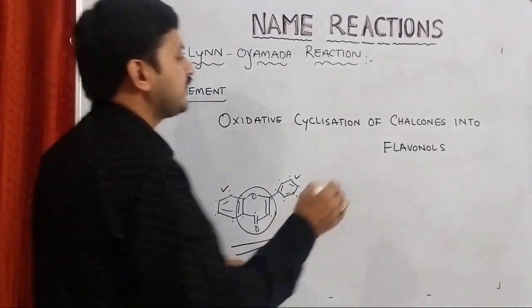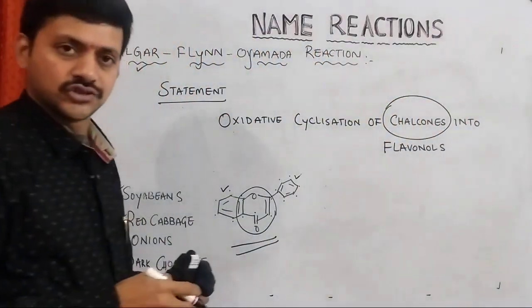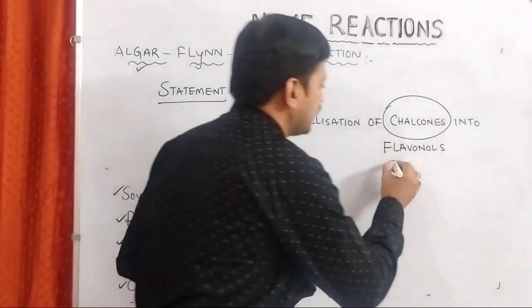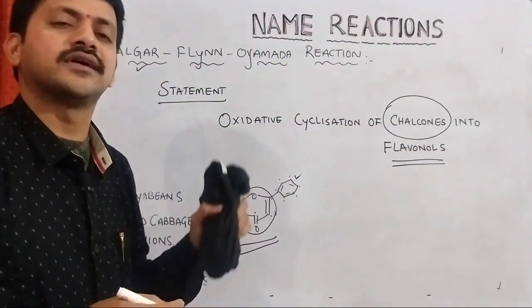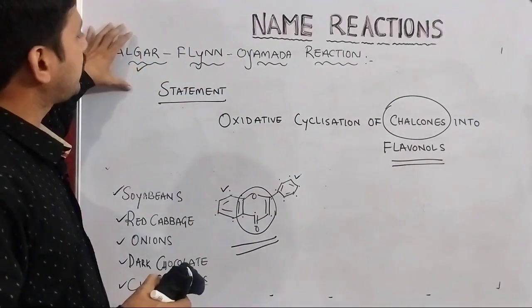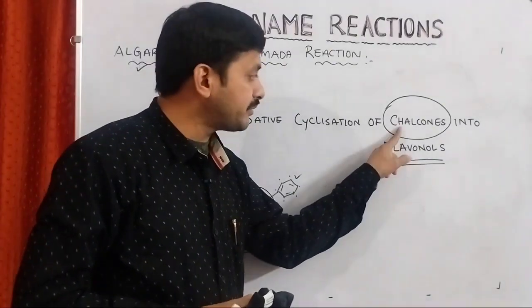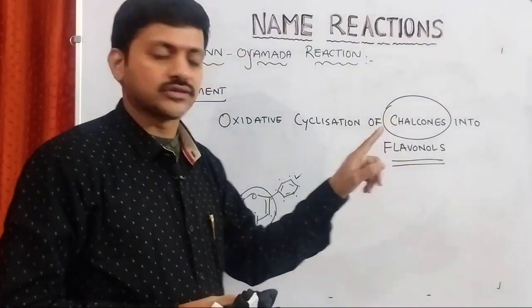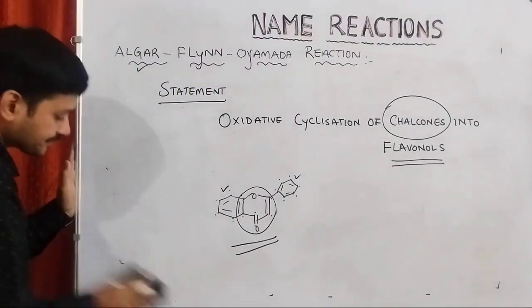The starting materials involved in this reaction are chalcones. The products are flavonols. Flavonols are one of the main categories of flavonoids. By using this reaction, we are going to synthesize flavonols, but the starting materials are chalcones. Simply, how can we represent this reaction?